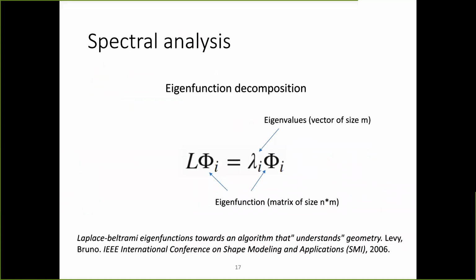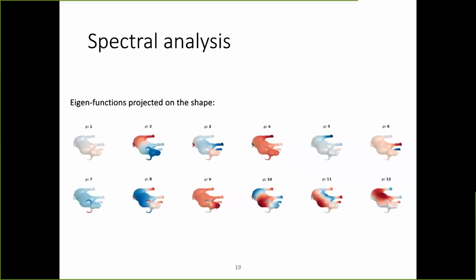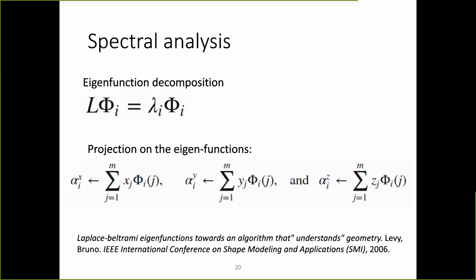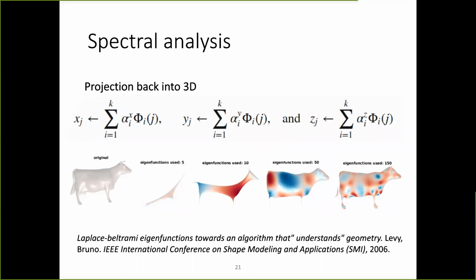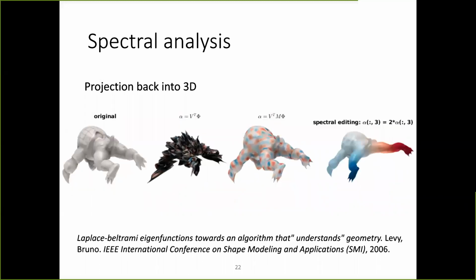If you want to compute, for example, the shape DNA for a descriptor of a shape, it's the same. It will take you maybe four lines of code. If you want to do spectral analysis, it's a little bit more complicated, but it's still very basic linear algebra operations.